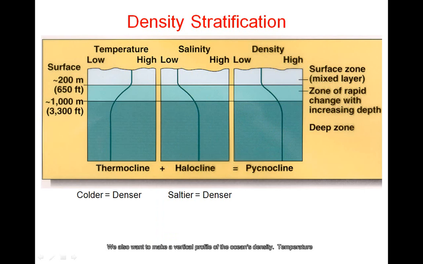We also want to make a vertical profile of the ocean's density. Temperature and salinity are the two main things that control the density of ocean water, so we'll use them to figure out the ocean's density.